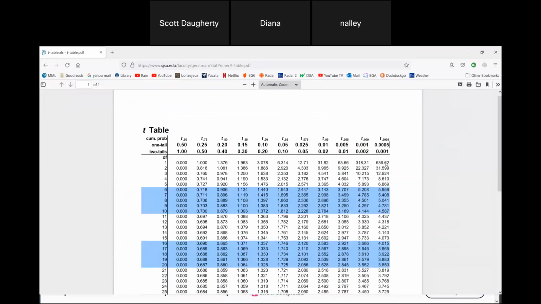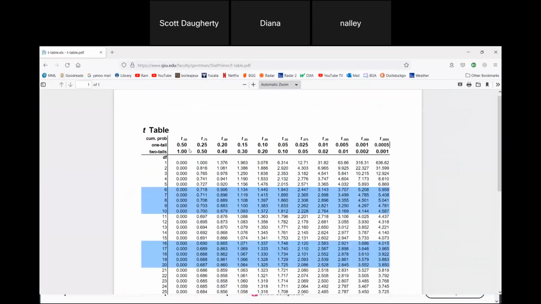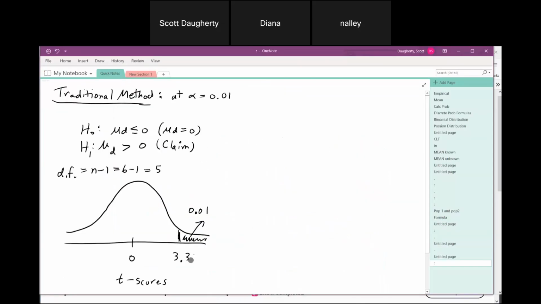So we're testing at 0.01. So we have 0.01 in one tail, which is this column here, at 5 degrees of freedom. So that occurs when t is 3.365. Okay. So that's our critical value.